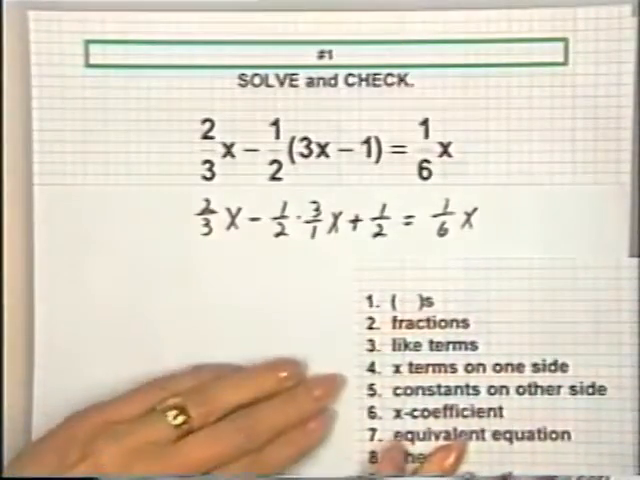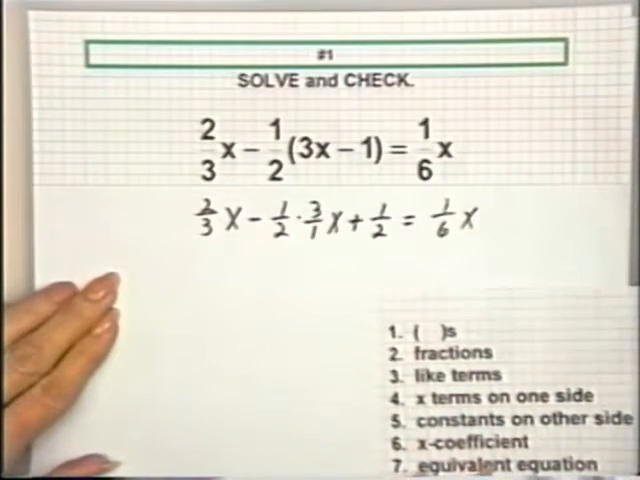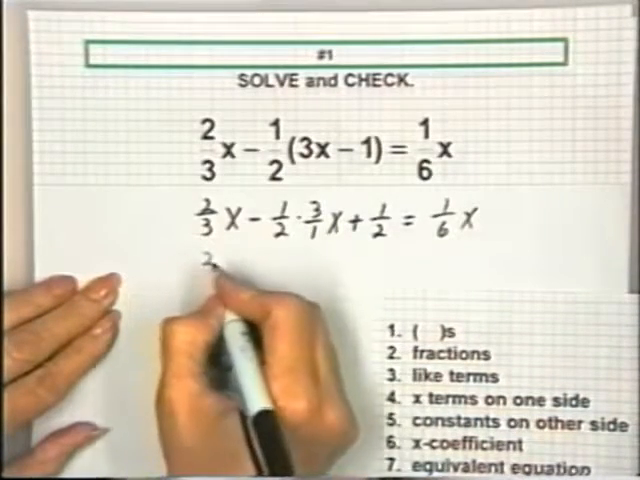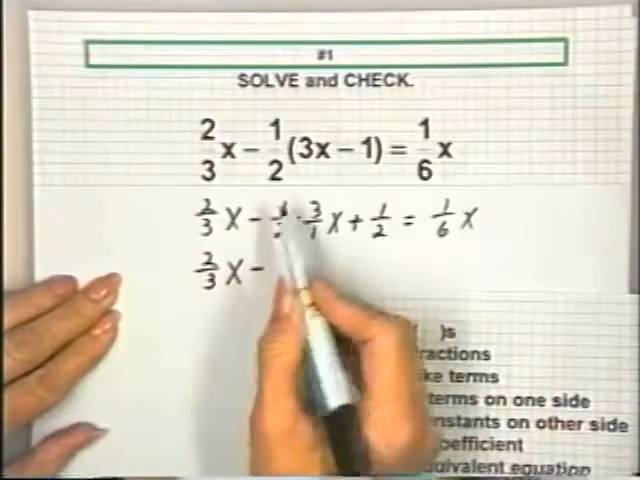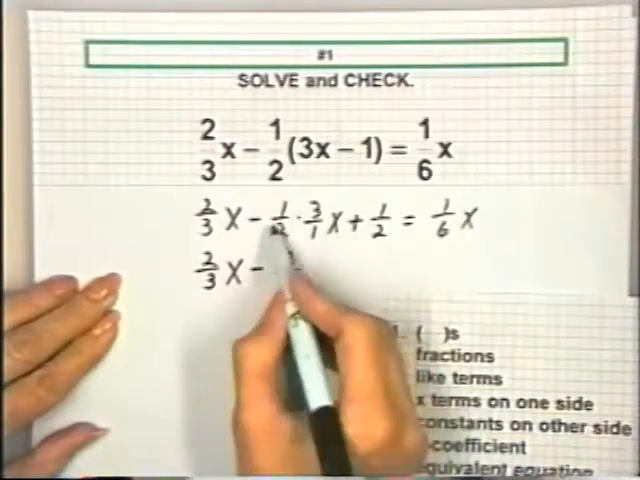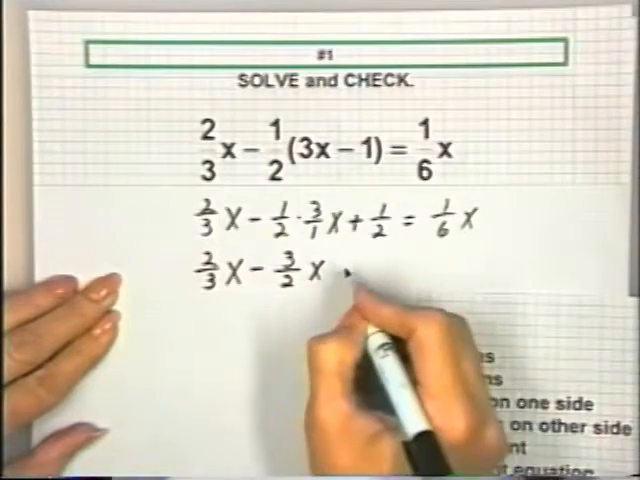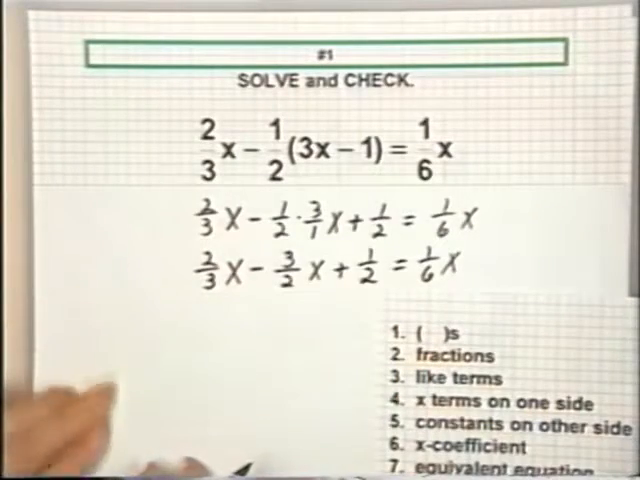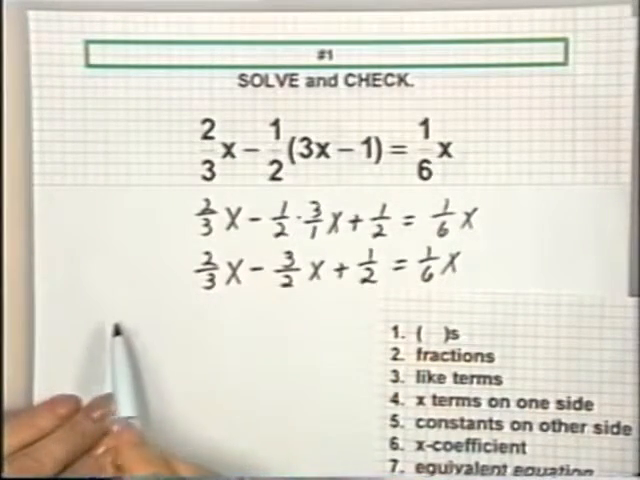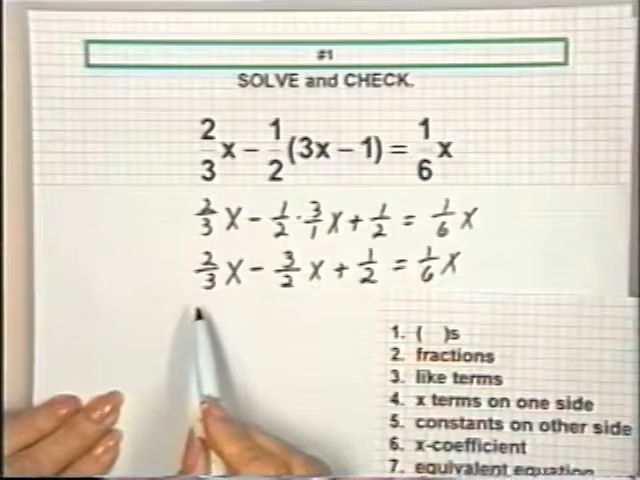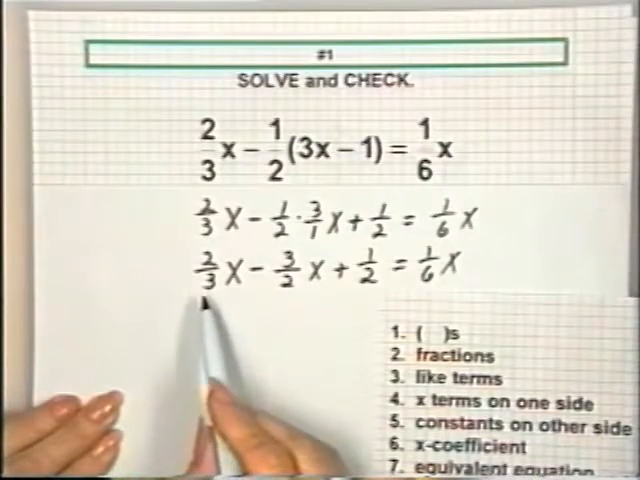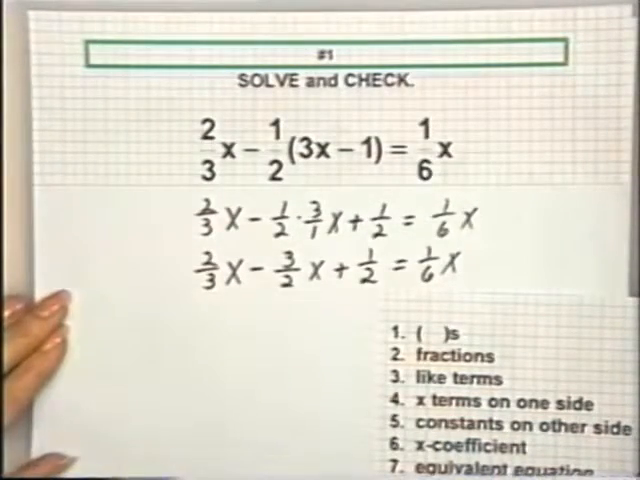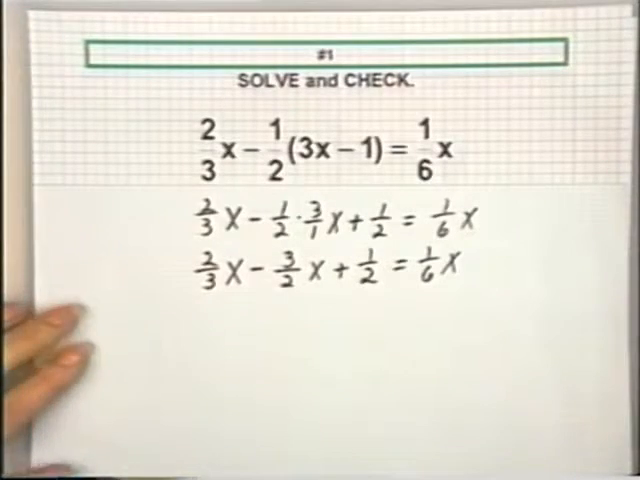So I have removed the parenthesis. Now, let's multiply through and simplify, and then I will want to get rid of the fractions. I have 2/3 x minus 1 times 3 over 2 times 1 x plus 1/2 equals 1/6 x. To get rid of my fractions, I need to multiply both sides of the equation by the LCD. The LCD of 3, 2, and 6 would be 6. So let's multiply both sides of the equation by 6.